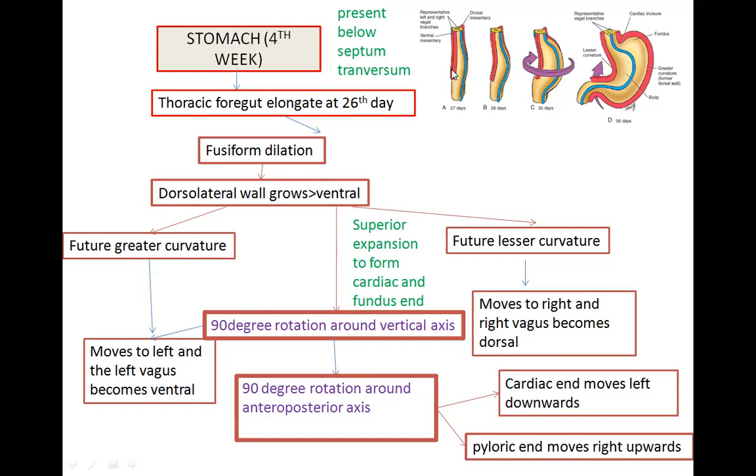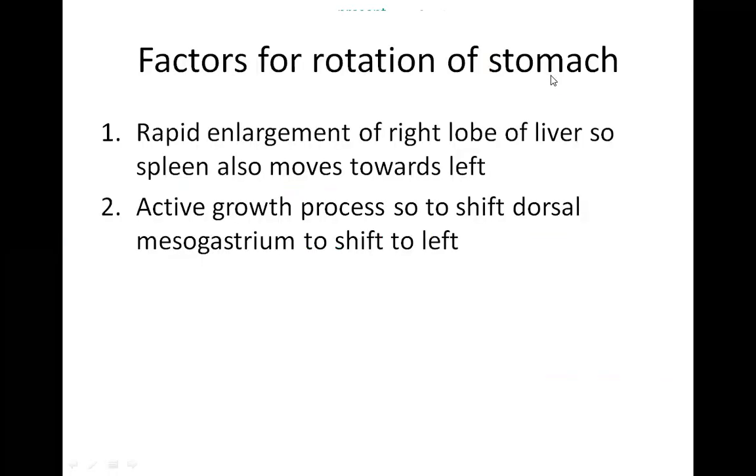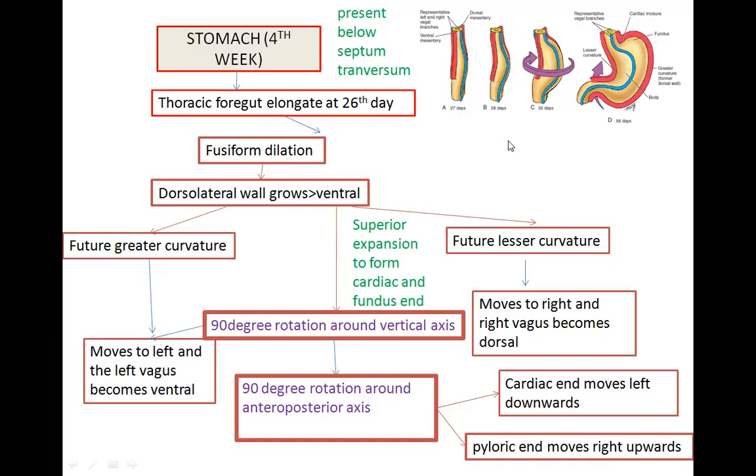So this ventral wall will form the future lesser curvature, and the dorsolateral wall will form the future greater curvature. Now there is a 90-degree rotation around the vertical axis. And this fusiform dilation, the superior part, will expand and form the cardiac and the fundus end. So after going through the 90-degree rotation, what happens now?